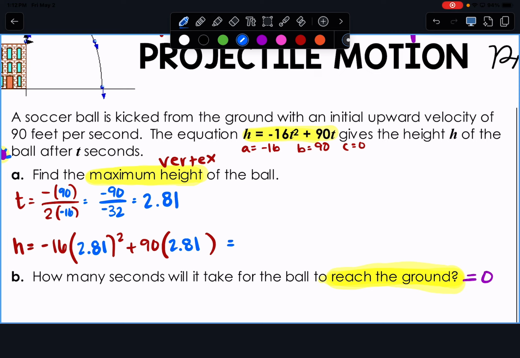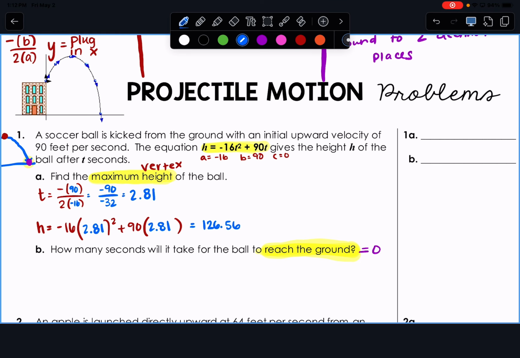Thank you, Ms. Dawson. Is it 126.56? 126.56. Perfect. And now, since we're talking about the height, what units did it use for the height? Feet. So it is 126.56 feet. Crazy. So that is how high the soccer ball went. That's a really good soccer ball kick in the air to go that high.